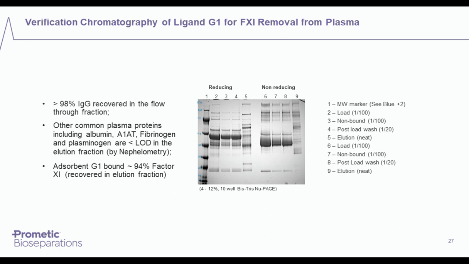Analysis of collected fractions demonstrated greater than 98% of the IgG being recovered in the flow-through fraction. The adsorbent G1 bound 94% of the factor 11 present, which was subsequently recovered in the elution fraction, along with several other minor proteins. And that can be seen with the SDS-PAGE.